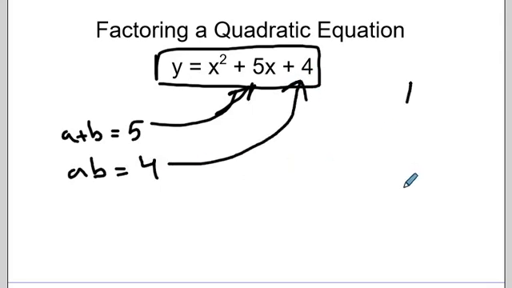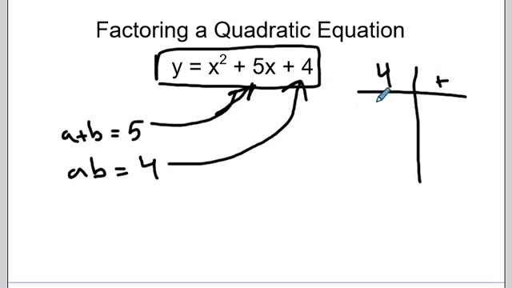Seems easy enough. So we can go ahead and get a list of factors. Lines must be straight. All right, so let's do our factors of 4, and let's see what they add to. So these are our factors of 4, and these are going to be the sum.